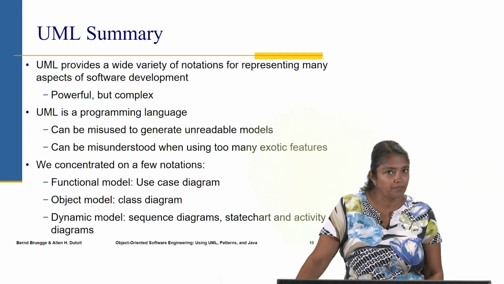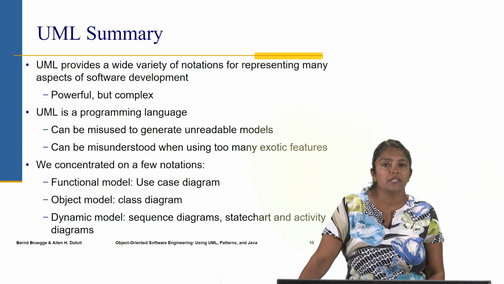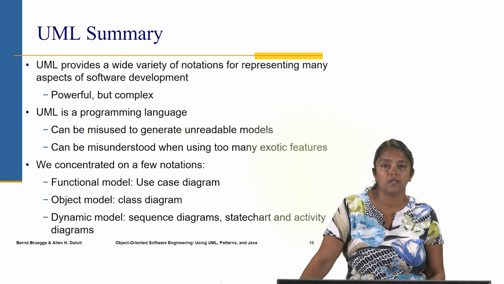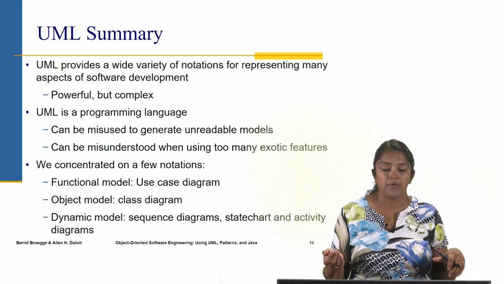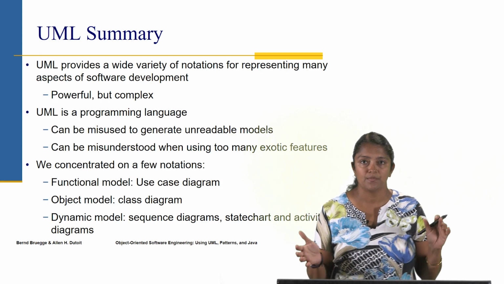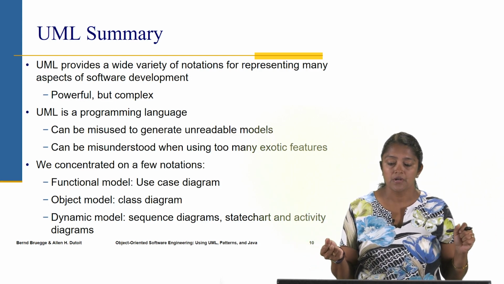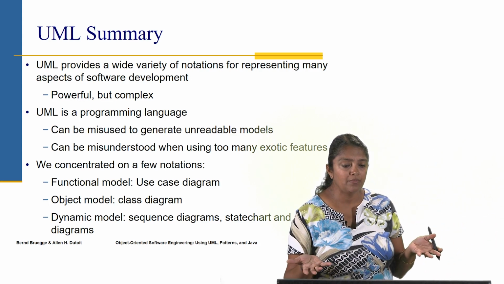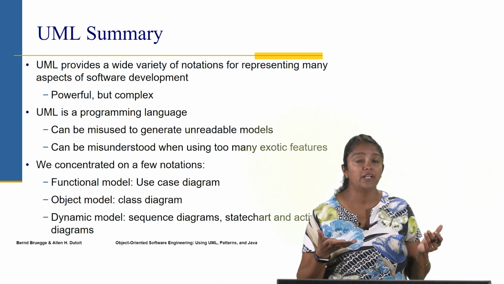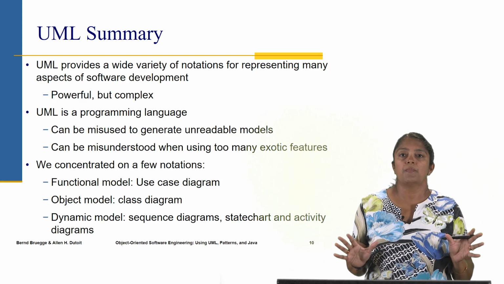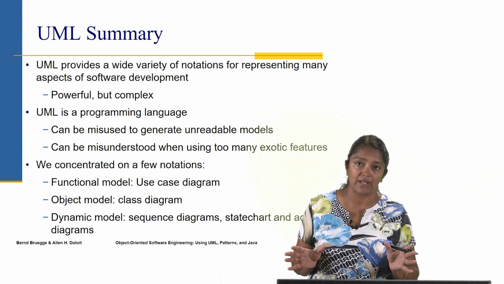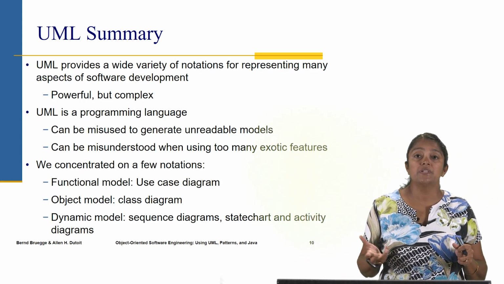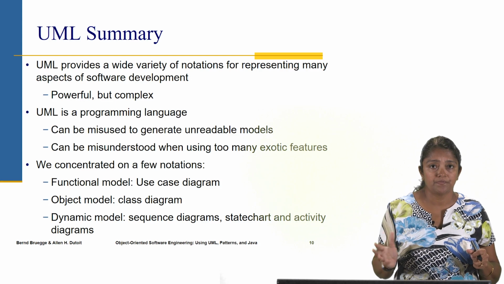So that's activity diagrams. The key thing here is to make sure to understand the difference between a state chart and an activity diagram. They seem very similar, but their purpose is very different. UML basically provides this wide variety of notation to come up with these different kinds of models and handle the complexity of software development through modeling. It is also a programming language.